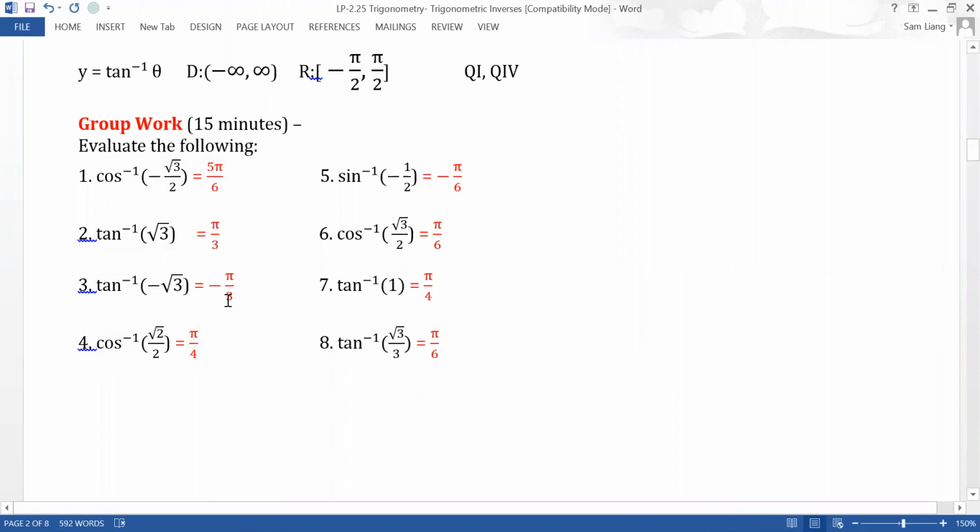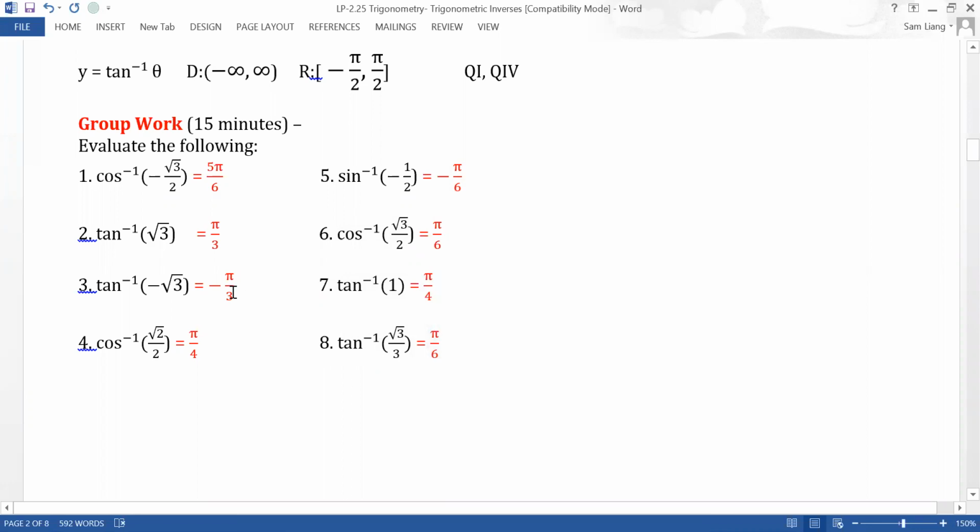Next, we have arc sine of negative 1/2, which is negative 30 degrees or negative pi over 6. Question 6, we have arc cosine of root 3 over 2, which is pi over 6 or 30 degrees. Question 7, we have arc tan of 1, which is pi over 4 or 45 degrees. And then question 8, we have arc tan of root 3 over 3, which is pi over 6 or 30 degrees.